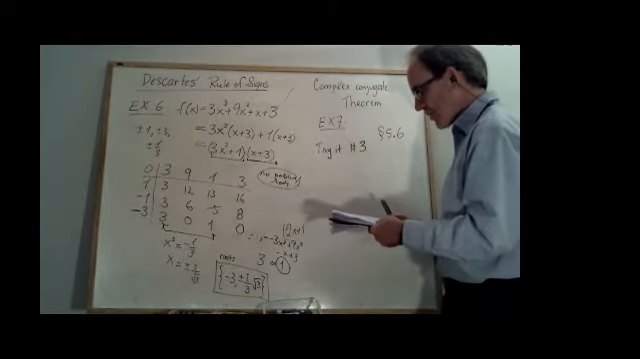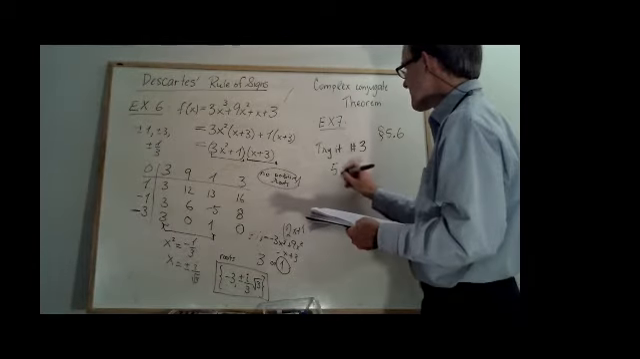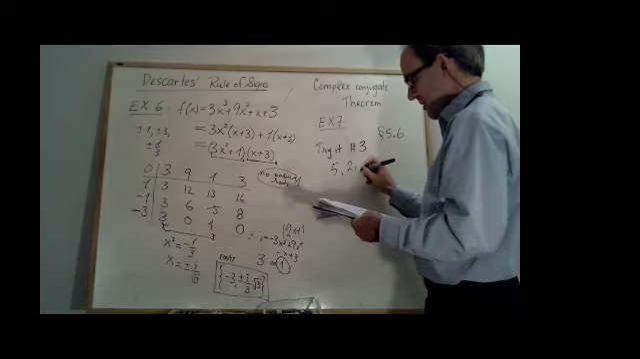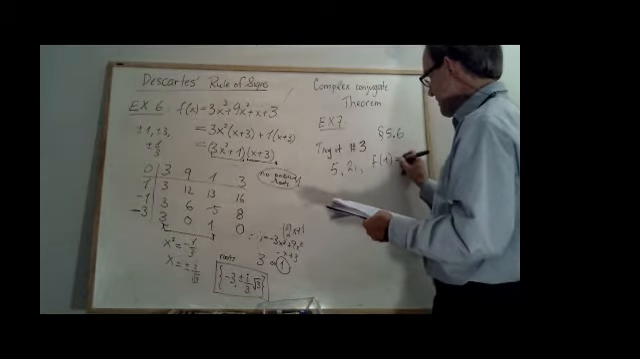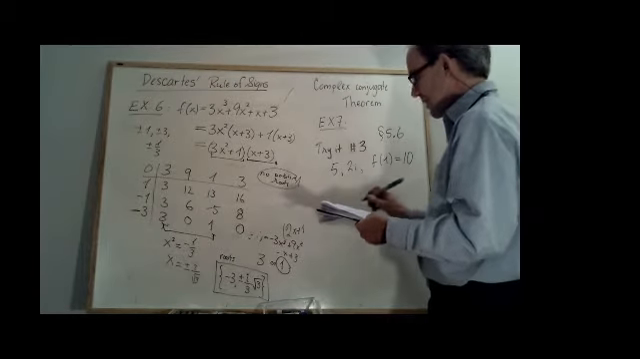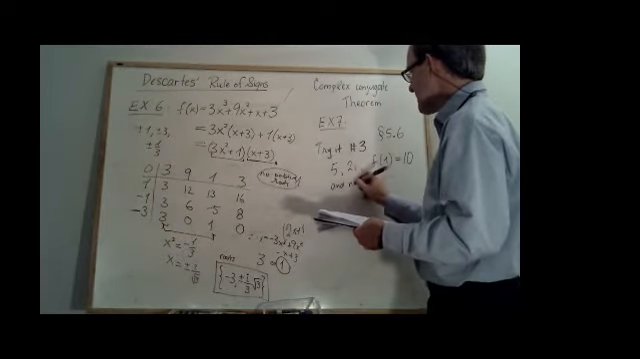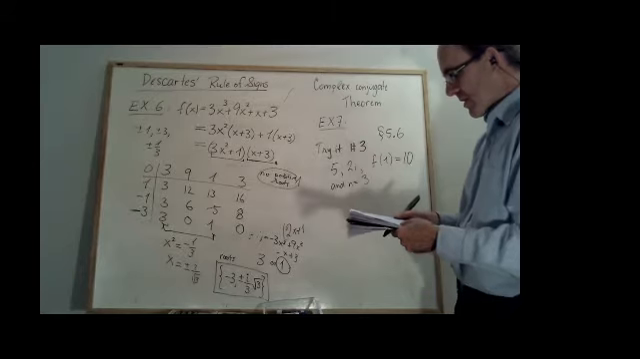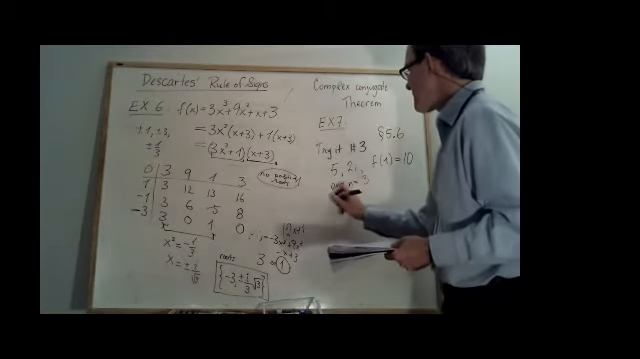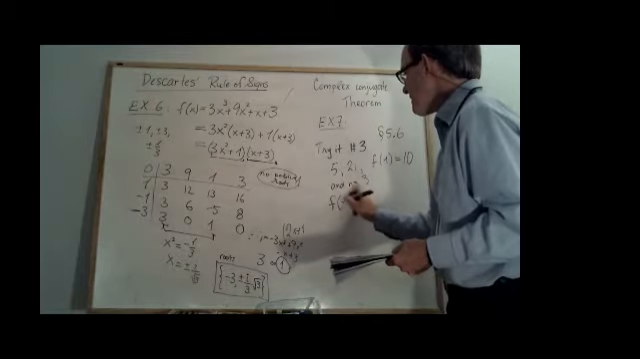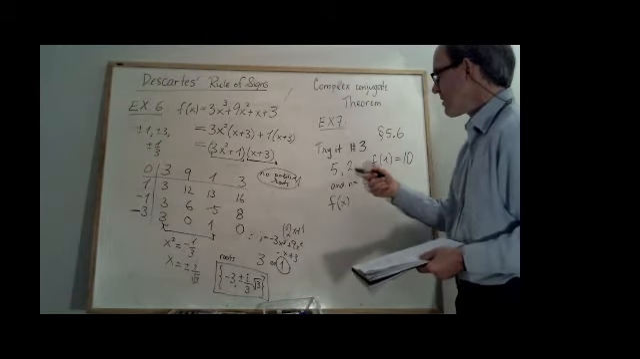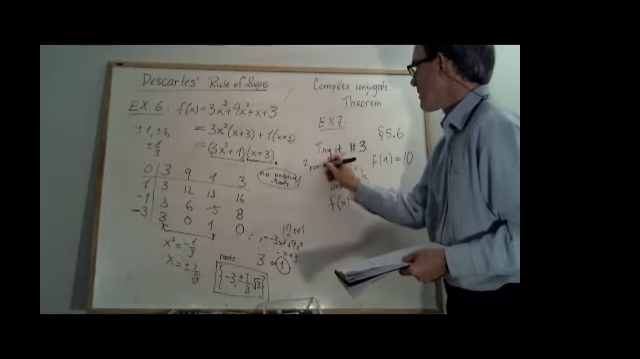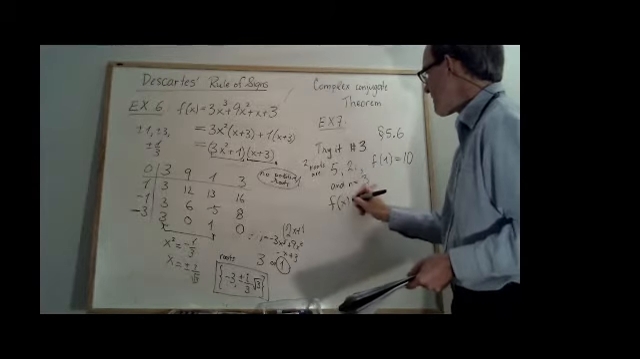So Try It number 3, you're given that 5 is a root. You're given that 2i is a root, and that f of 1 is 10. And the polynomial is degree 3. Find the actual polynomial. Okay, so if you know what the roots are, and you know the complex conjugate theorem tells you there are 2 complex roots, not just this one, then you can easily figure out the third root.